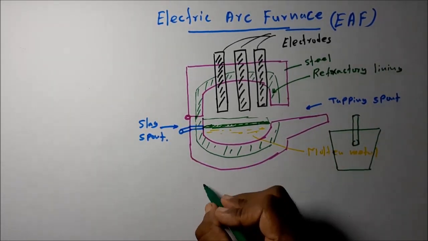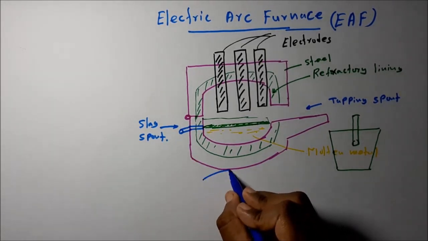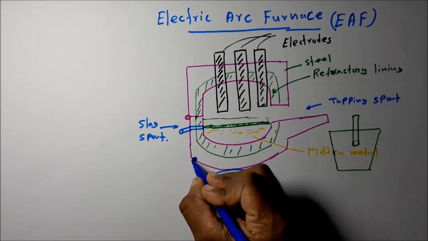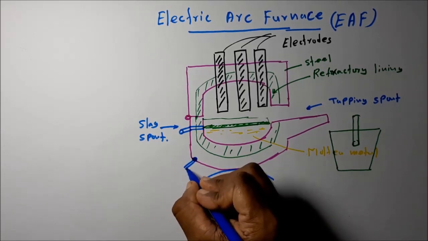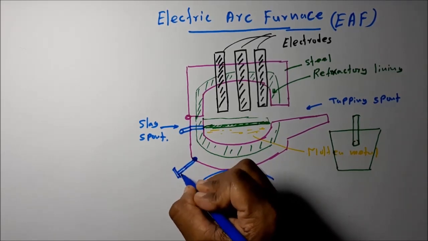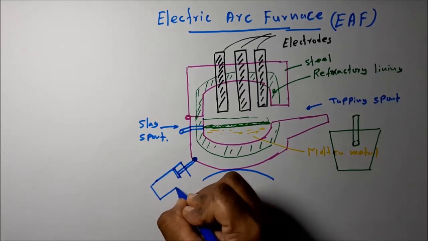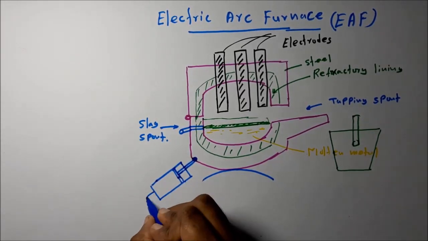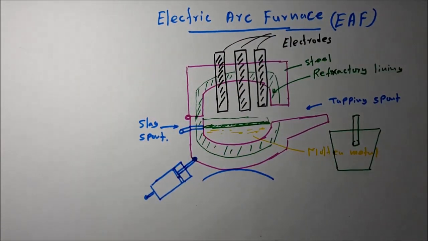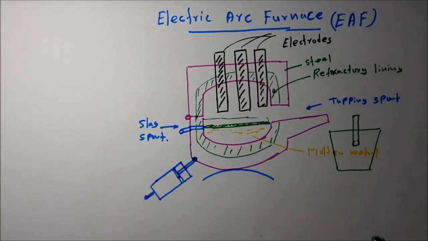It is also mounted so that by tilting this electric arc furnace, the molten metal can be taken out. There's a tilting mechanism. A hydraulic jack is used to tilt the furnace. By operating this hydraulic jack, the entire electric arc furnace can tilt. Then the molten metal can be taken out to the ladle from the tapping spout.